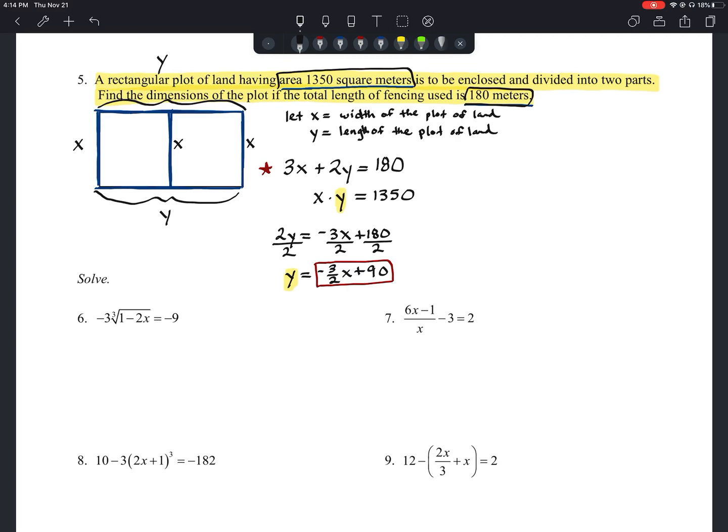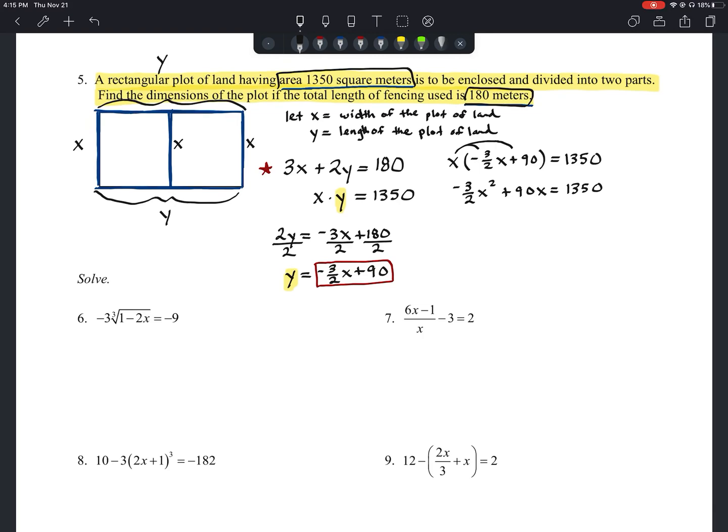So we've got here x, instead of times y, we're going to say times -3/2 x plus 90 should equal 1,350. We'll go ahead and distribute our x through here. So we have a -3/2 x squared plus 90x, and that still equals 1,350.